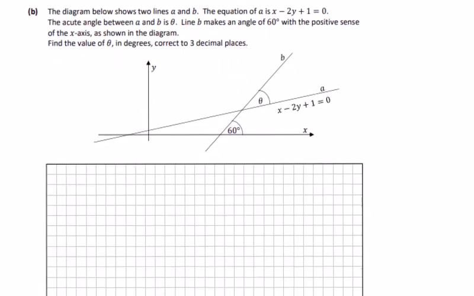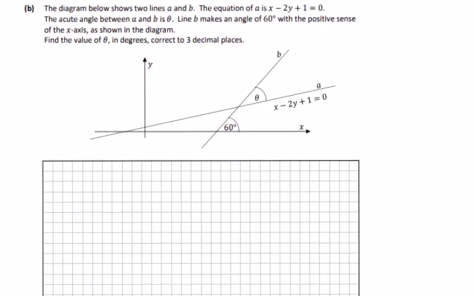The diagram below shows two lines A and B, and the equation of A is given as x minus 2y plus 1. I'll do A in blue, and we change over to B. I'll mark B in red. We're told the acute angle between A and B is theta, as shown in the diagram, and line B makes an angle of 60 degrees, here's my 60, with the positive sense of the x-axis as shown in the diagram. Find the value of theta in degrees, correct to 3 decimal places.